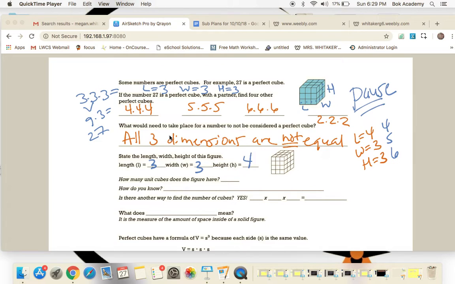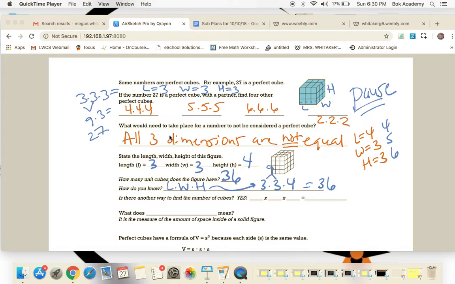So looking at this, I know that we don't have a perfect cube. It's not perfect, but we can still find the volume of it by doing length times width times height to find out how many cubes this figure has, which would be a total of 36. And how do I know that? Because I did the length times the width times the height, which would have been 3 times 3 times 4. These two give me 9, and 9 times 4 gives me 36.